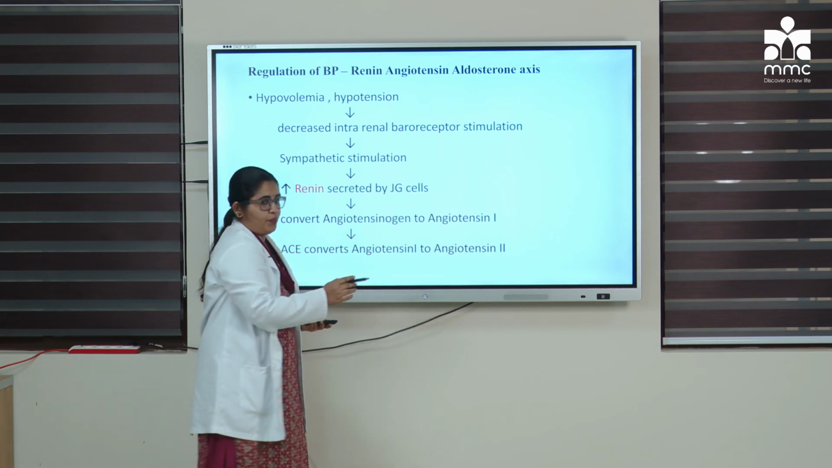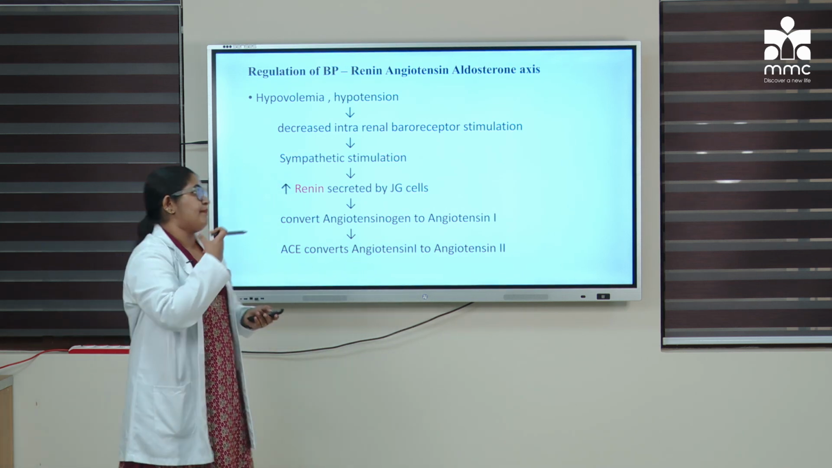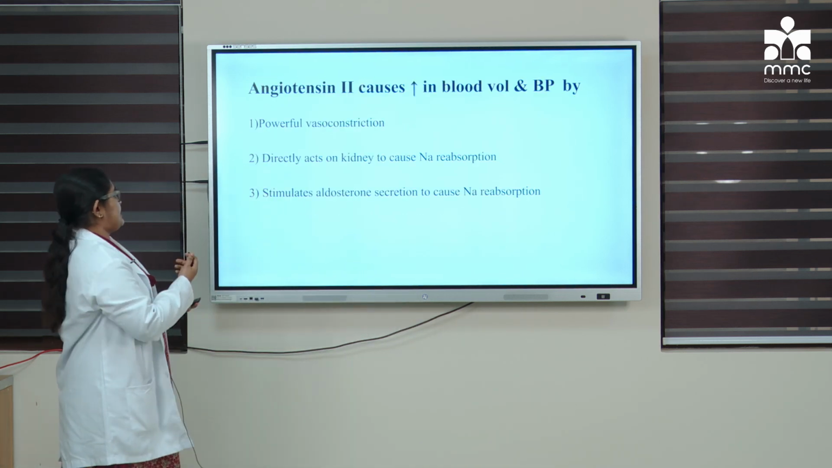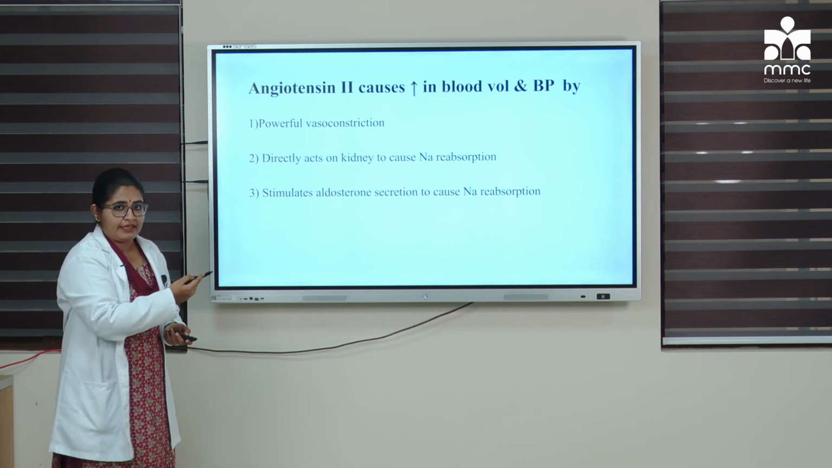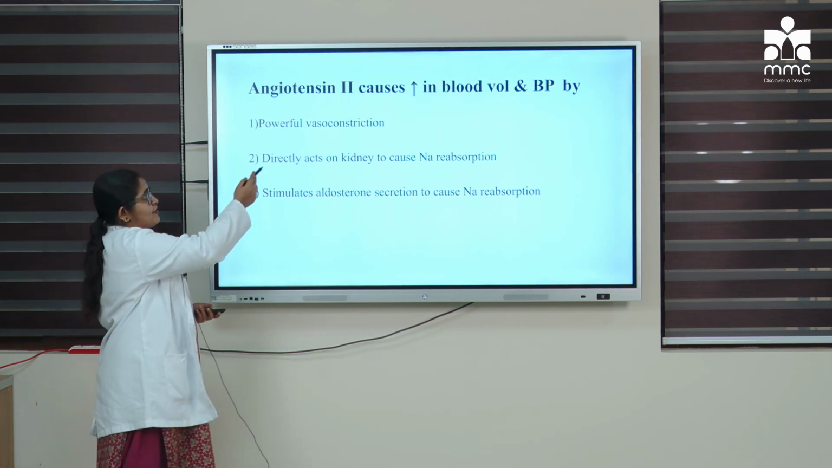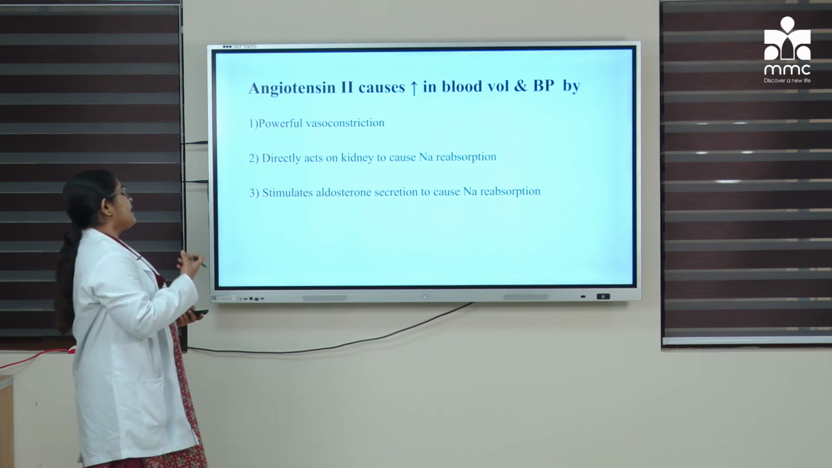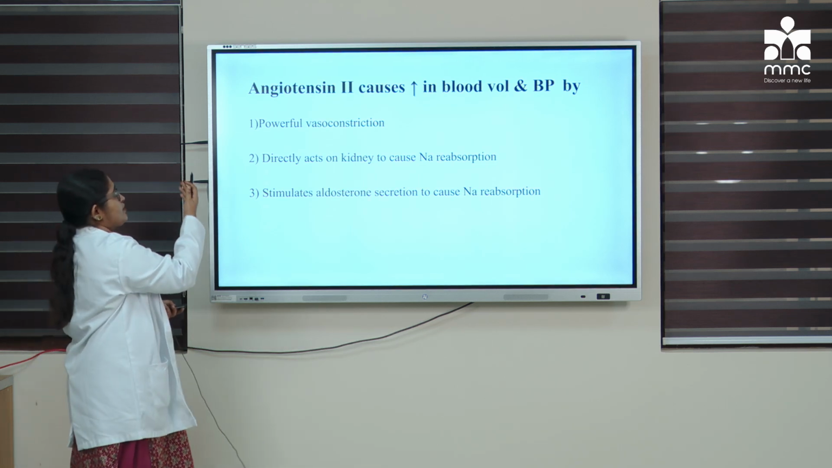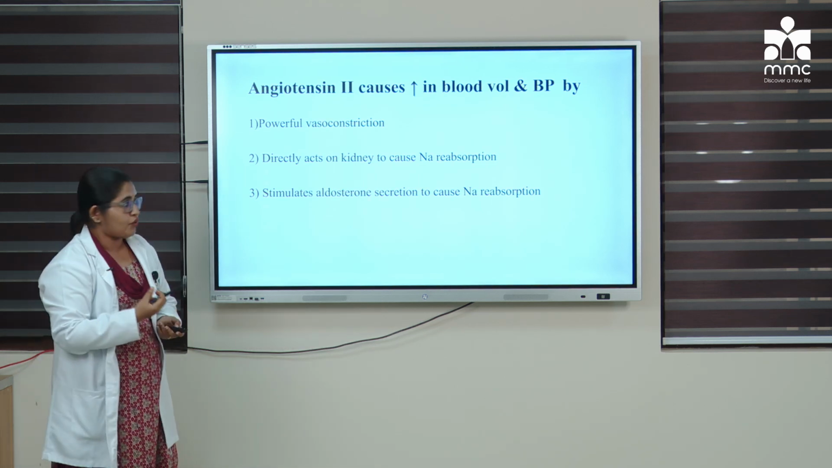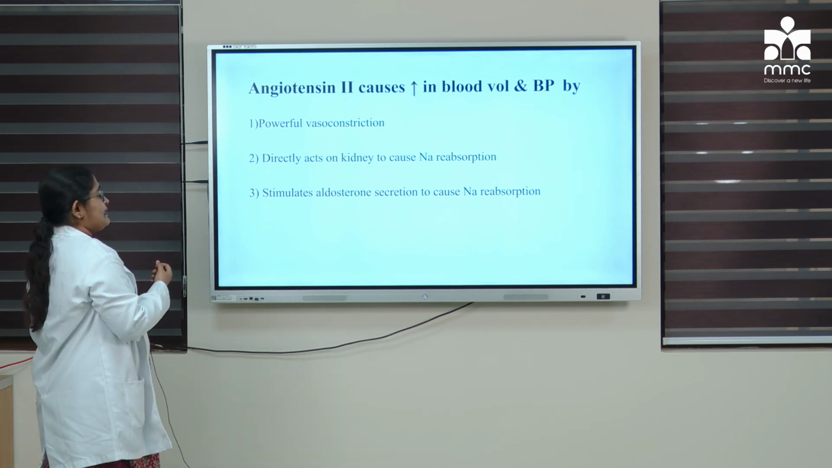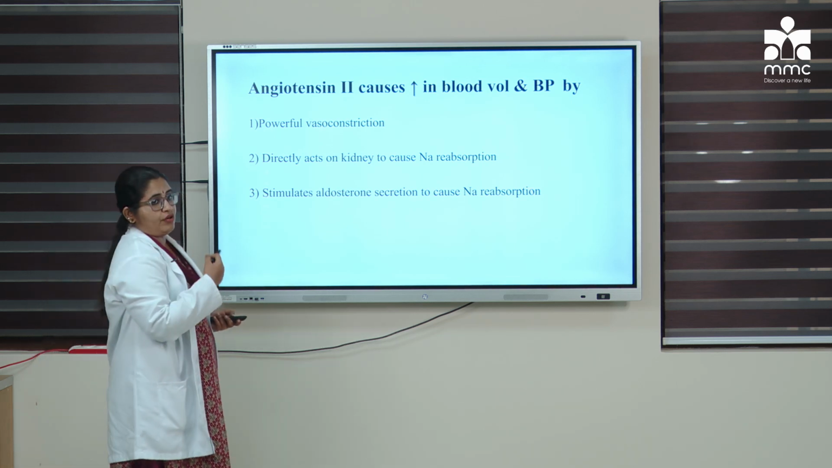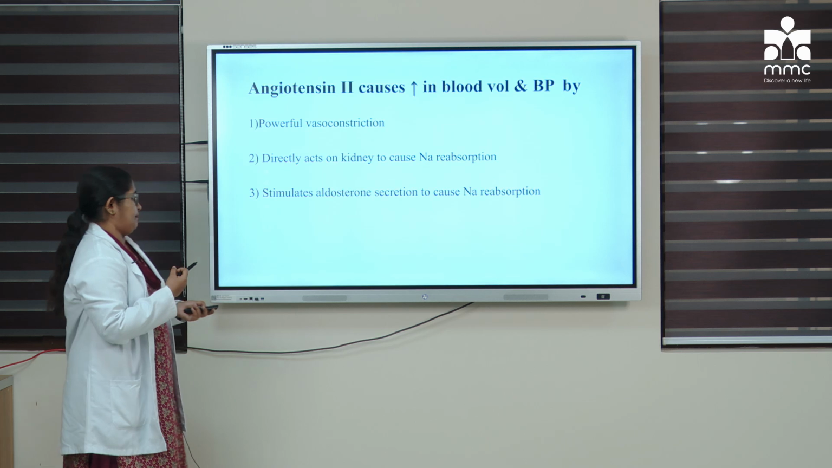to angiotensin 2. Now, angiotensin 2 brings about all the actions, that is, it increases the blood volume and the blood pressure by powerful vasoconstriction. Angiotensin 2 is a very powerful vasoconstrictor. It can also act directly on the kidney to cause sodium reabsorption, as well as cause the release of aldosterone to cause sodium reabsorption.